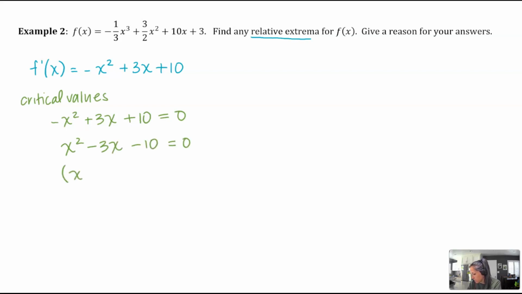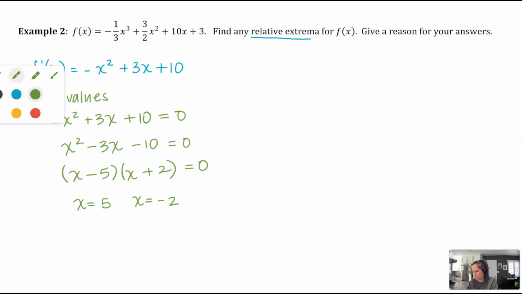I'm going to factor because typically things work out factorably in calculus. It's just the magic of being in a math class. Otherwise, you would have had to use either completing the square or the quadratic formula. So it looks like we get solutions of x equals 5 and x equals negative 2 for our critical values. All that's going to do is inform my plus minus number line.